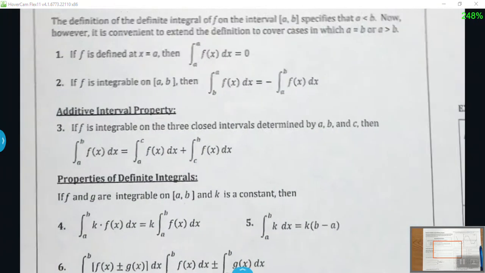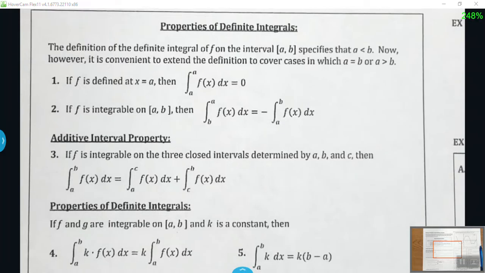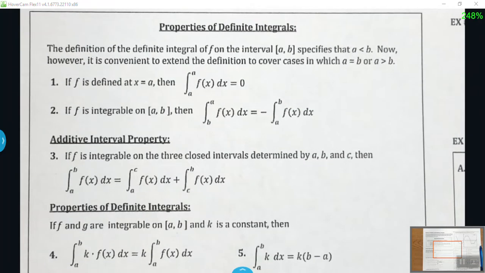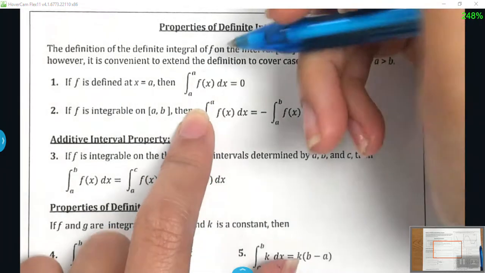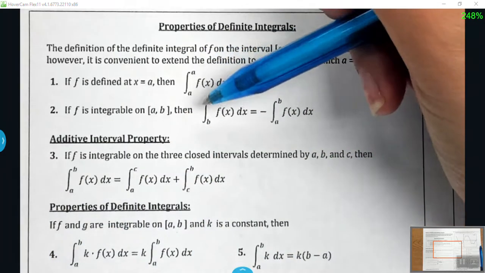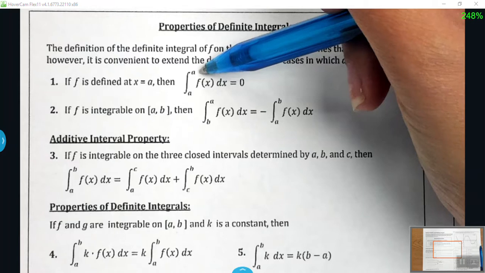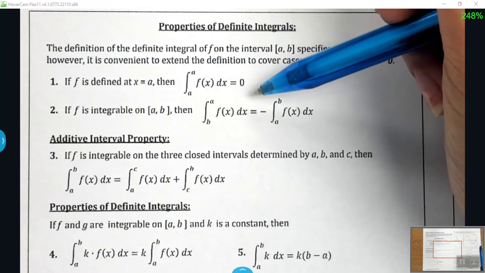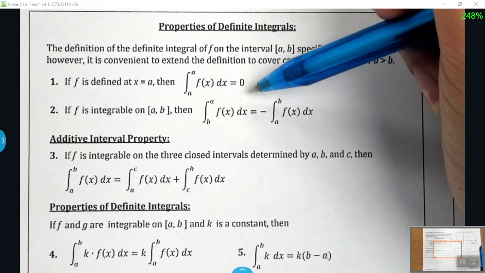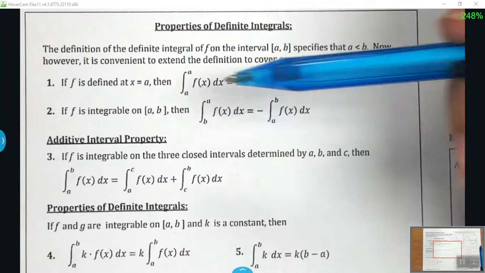Properties. We've gone over a lot of these by doing the first page. But if you think about it, these are certain properties. The integral from a to a is going to be 0 because you've got no area, right? We talked about this too.